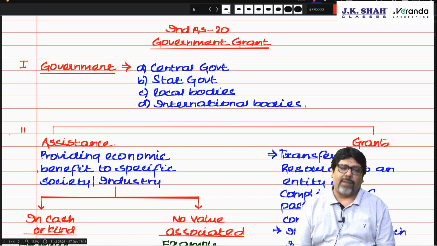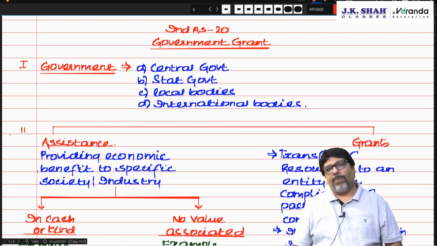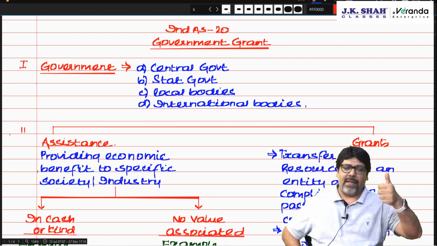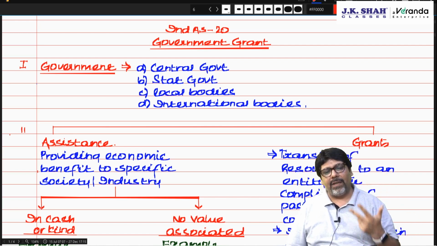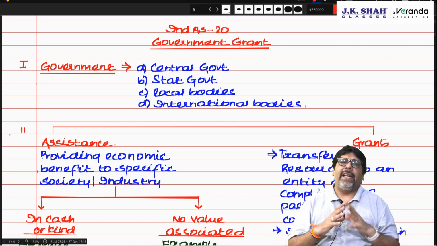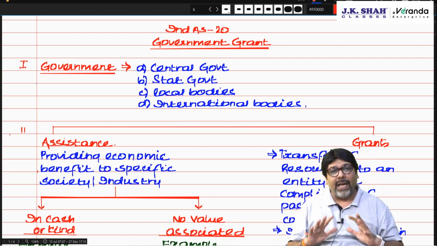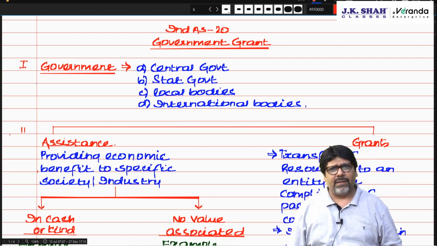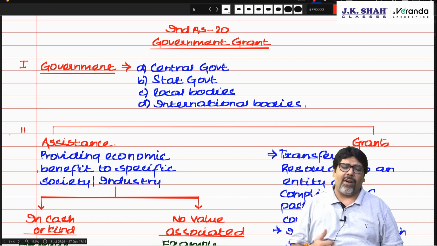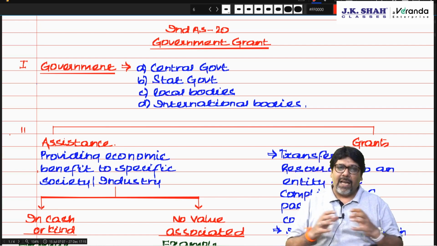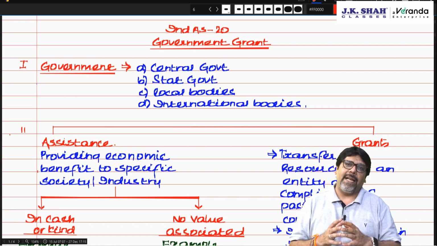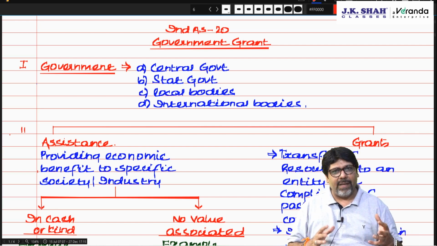You can see notes on your screen. Government grant. What does the word government mean? Government means central government, state government, local bodies, international bodies, any NGO which is giving you grant. Correct? Grant can be in cash or in kind. Now grant word is explained that government gives us grant also and assistance also.